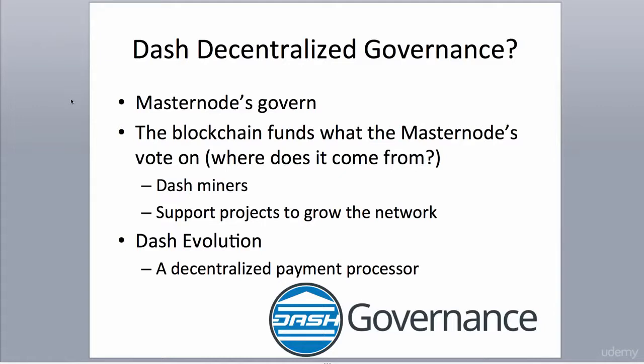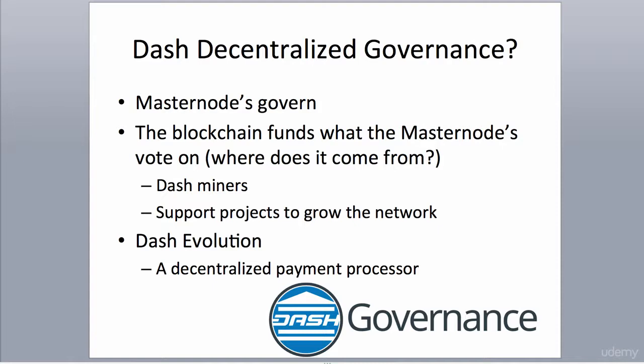Alright everyone, we are going to be talking about Dash decentralized governance. How is the decentralized governance run? It's run by masternodes. Masternodes are allowed to vote on the proposals, which will be discussed in the upcoming section or lecture. The blockchain funds what the masternodes vote on.